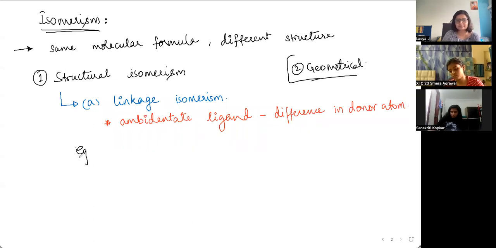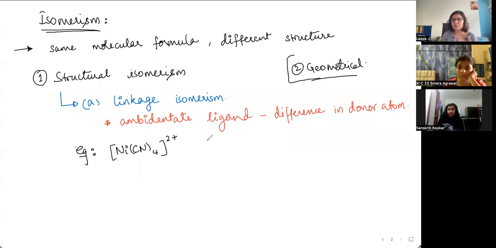So for example, suppose we have Ni(CN)4 2+. Here cyanide is an ambidentate ligand. So either the carbon can be linked to nickel or nitrogen can be linked to nickel. A pair of those, a compound where carbon is linked and a compound where nitrogen is linked, would both be linkage isomers.